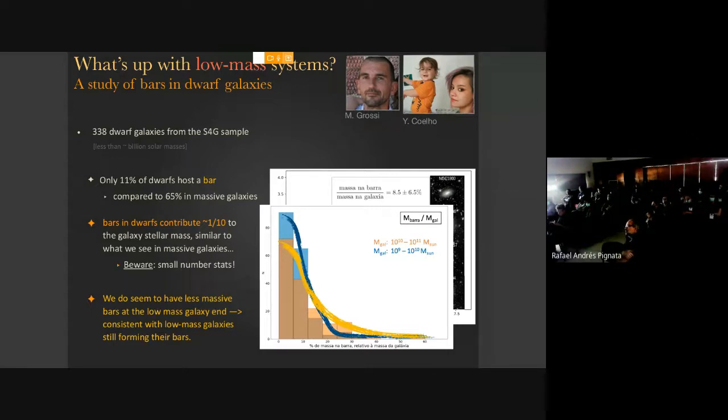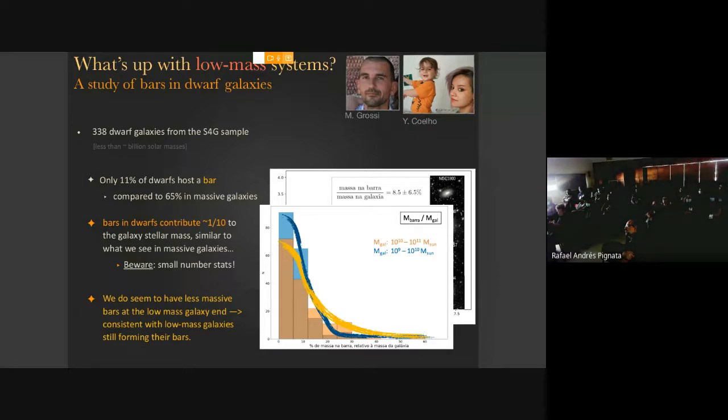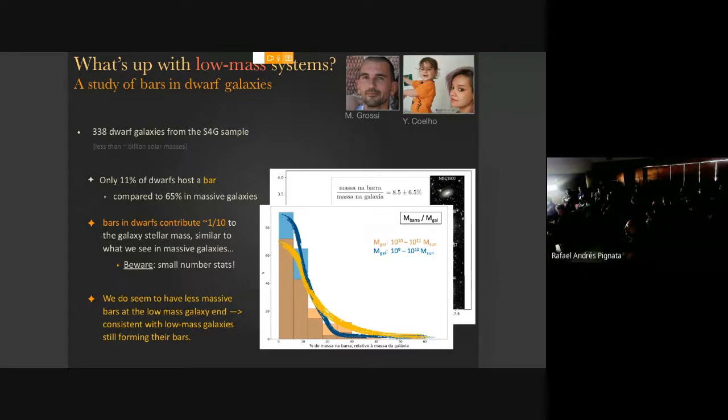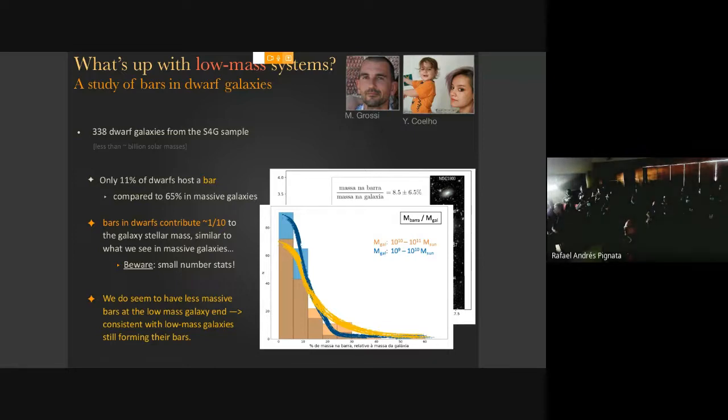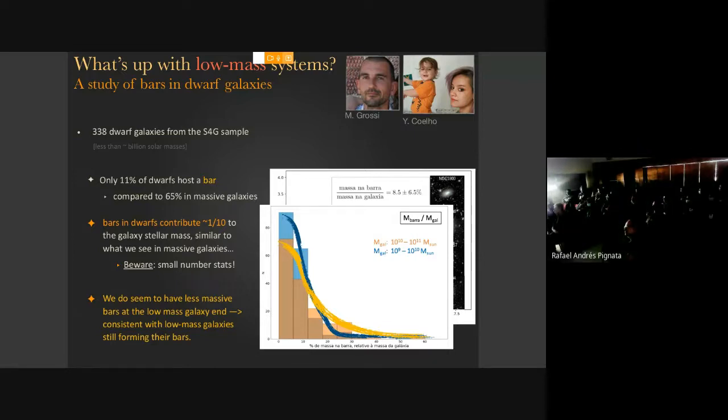Because we still have quite enough, the numbers are quite significant. We do see a tail: towards the more massive galaxies, you have more massive bars. So we go back to the expectation that low mass galaxies are still building their bars. Not only do they have fewer bars, they're less frequent, but also the bars that they contain seem to encompass less mass.